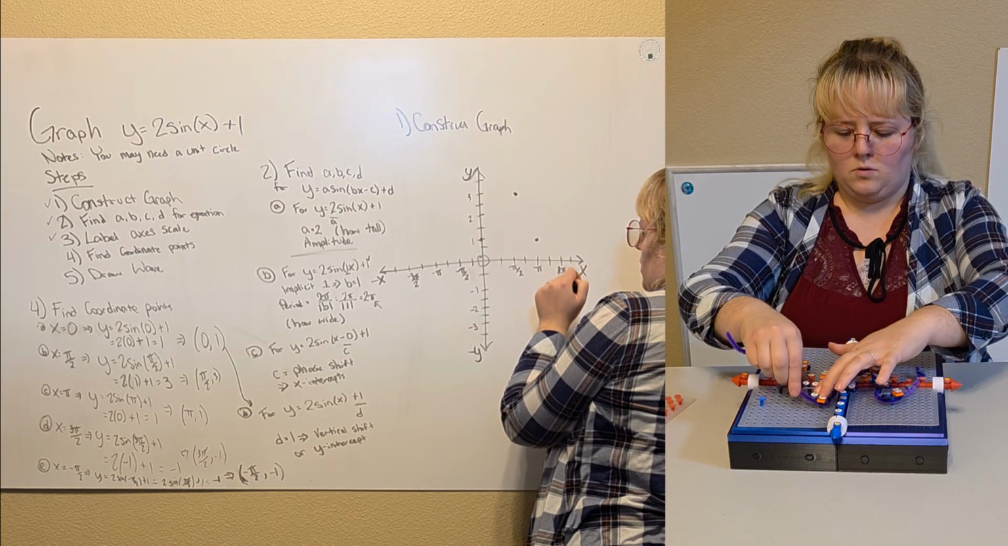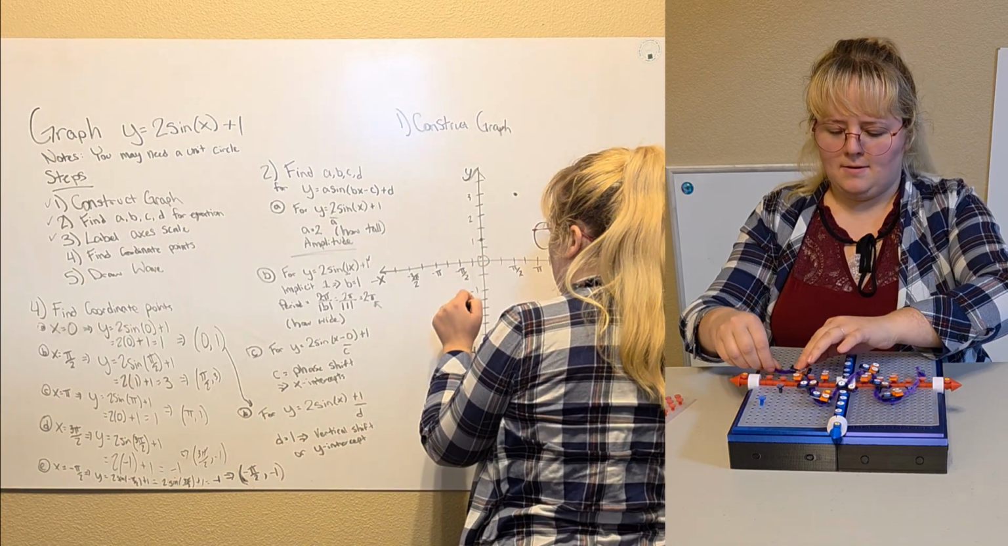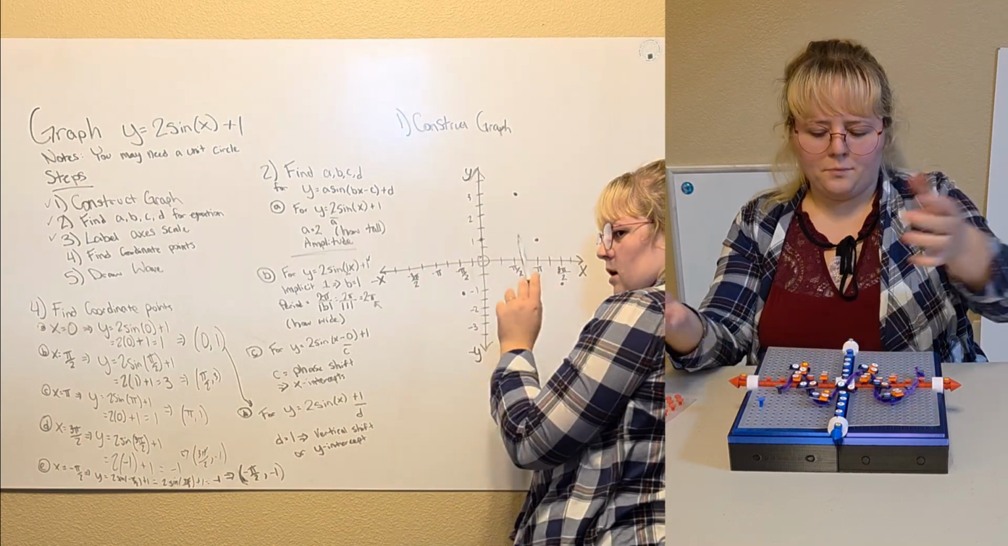So I'm going to go ahead and just plot those as the last step and draw the wave here. And that is our graph. We can draw arrows because we know it's going to go on forever.